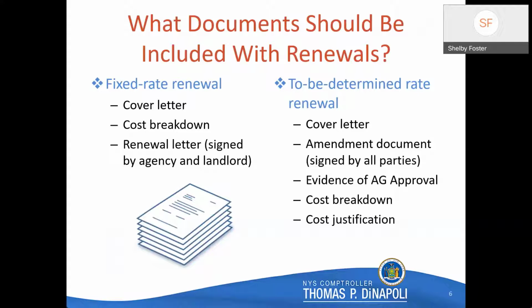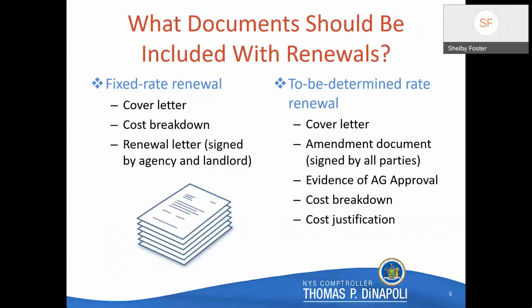What documents should be included with renewals? There are different types of renewals. A couple of examples are a fixed rate renewal and a to be determined rate renewal. When we say a fixed rate renewal, we mean that the rental rate for the renewal term was written into the lease and already approved.